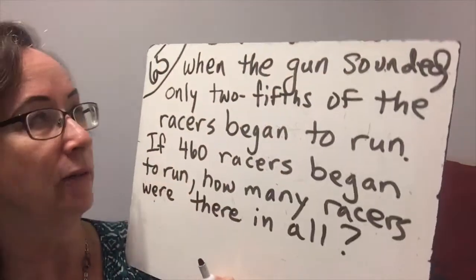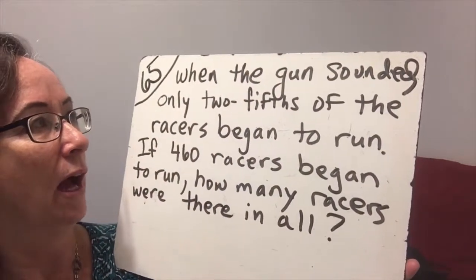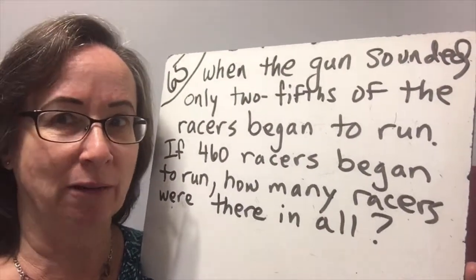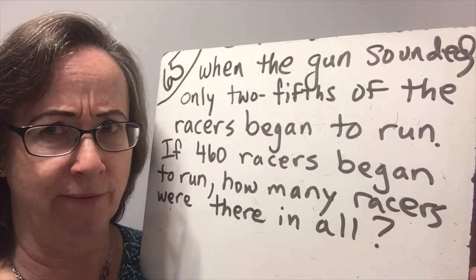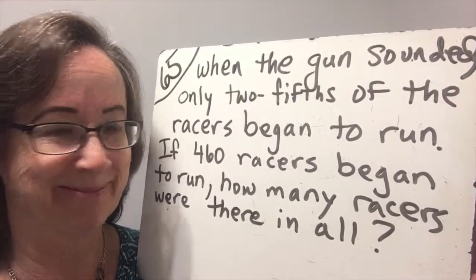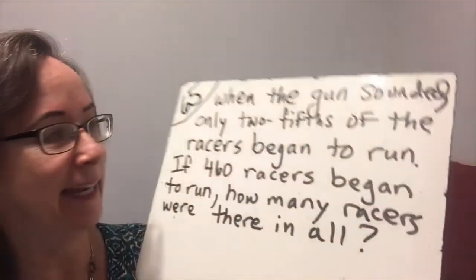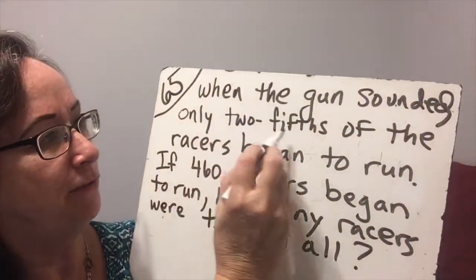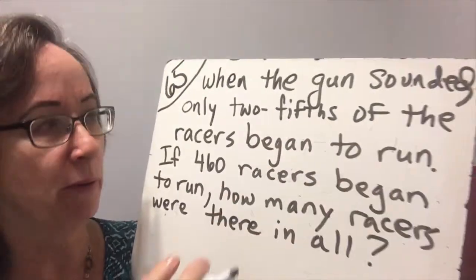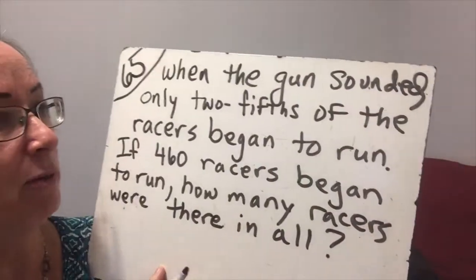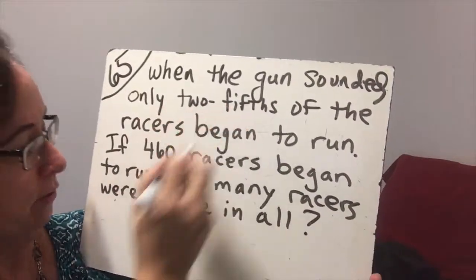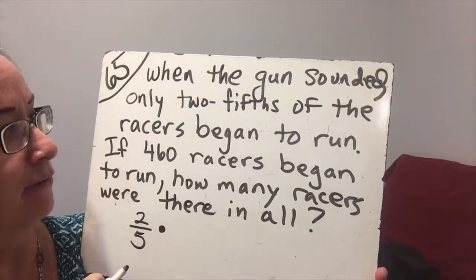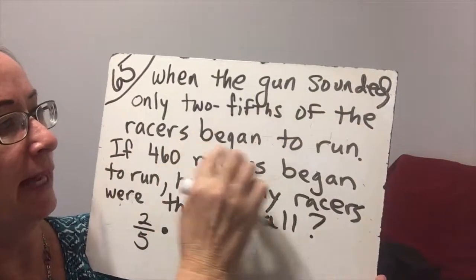Okay, so if I were going to do this without the equation, first of all, I want you to see if you can work it before I work it. So pause your video. All right, hopefully you did that, and now you know the problem. So when the gun sounded, only 2/5 of, okay, so everywhere I see an of, I'm going to put a times. So 2/5 of, I'm going to use the little dot for times, the racers began to run.